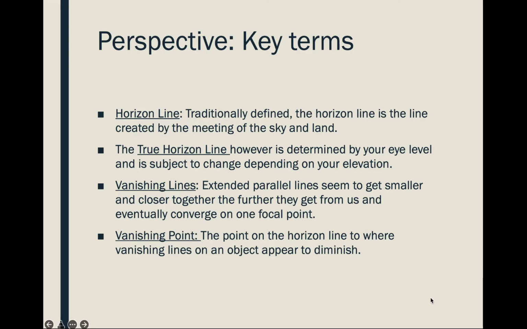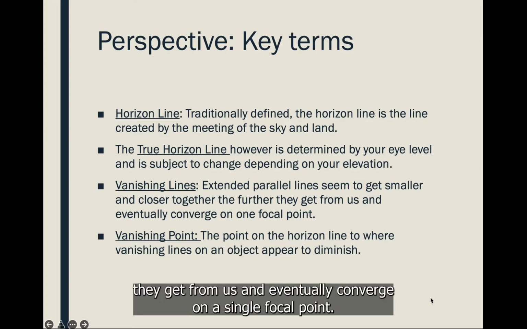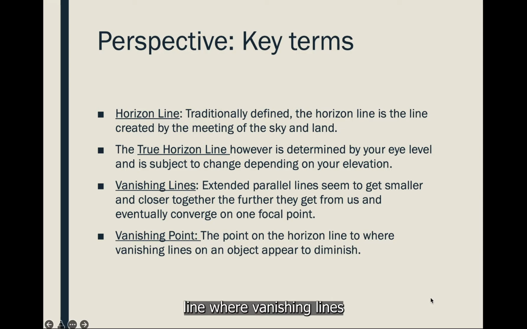Vanishing lines are extended parallel lines that seem to get closer together the further away they get from us and eventually converge on a single focal point. This focal point is our vanishing point, which is the point on the horizon line where vanishing lines, the edges of an object, appear to diminish and converge.